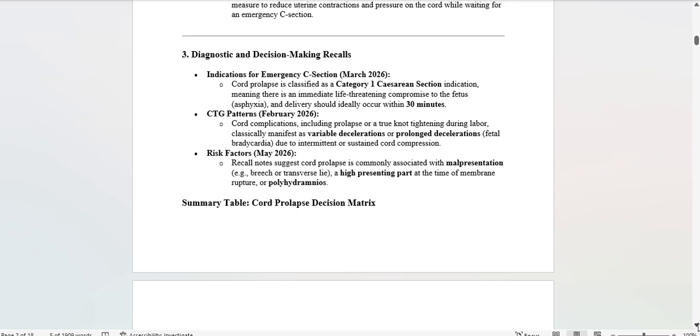Remember: variable, prolonged. Recall notes suggest cord prolapse, and the next one is in May. Recall notes suggest cord prolapse is commonly associated with malpresentation, breech or transverse lie, a high presenting part at the time of membrane rupture, or polyhydramnios. Okay, so in the question they might ask about the risk factors. So remember the risk factors you have to memorize: malpresentation, high presenting part, rupture of membranes and polyhydramnios.